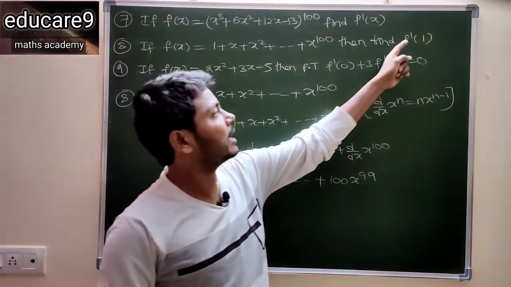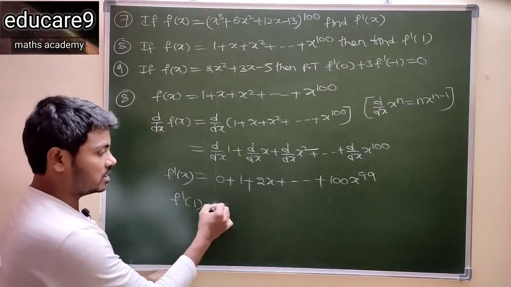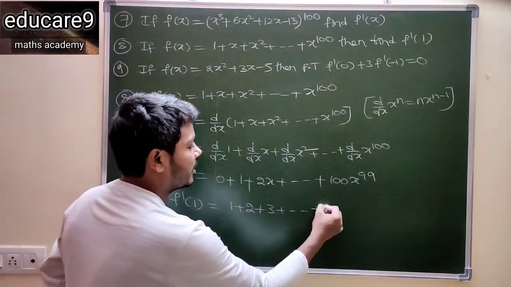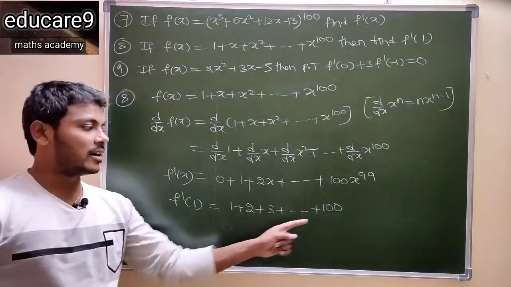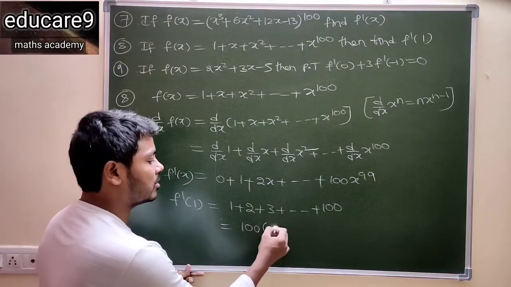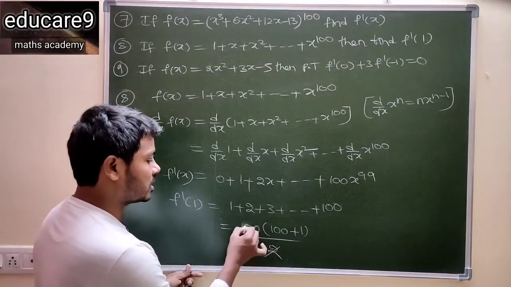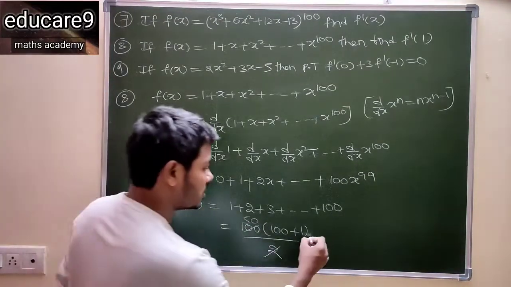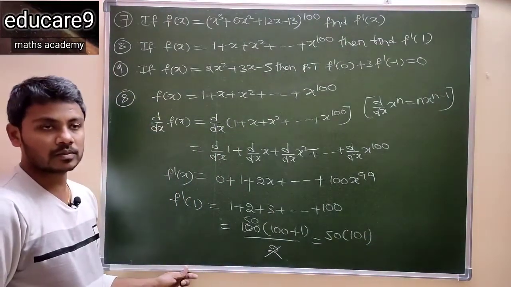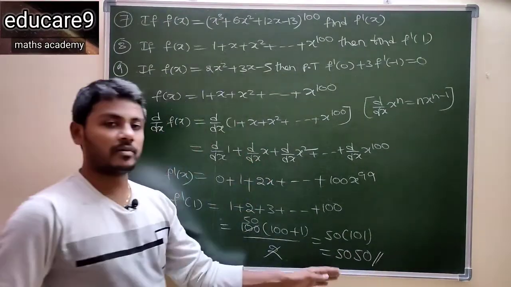But you need to find f dash of 1. See here, replace x by 1. This is equal to 1 plus 2 plus 3 and so on up to 100. So it is the sum of the first 100 natural numbers. This can be written as n into n plus 1 by 2, that is 100 into 100 plus 1 by 2. So 2 ones are 2, 50 into 101. So this is equal to 5050. This is the required answer.